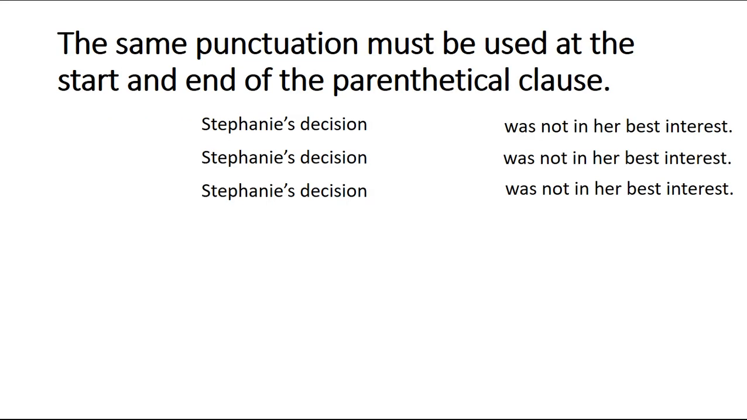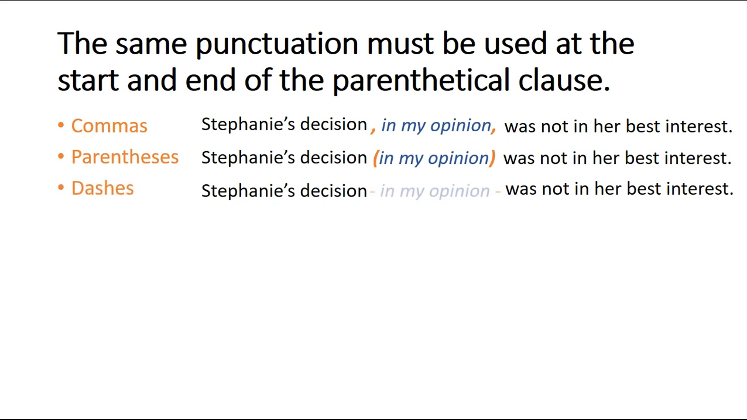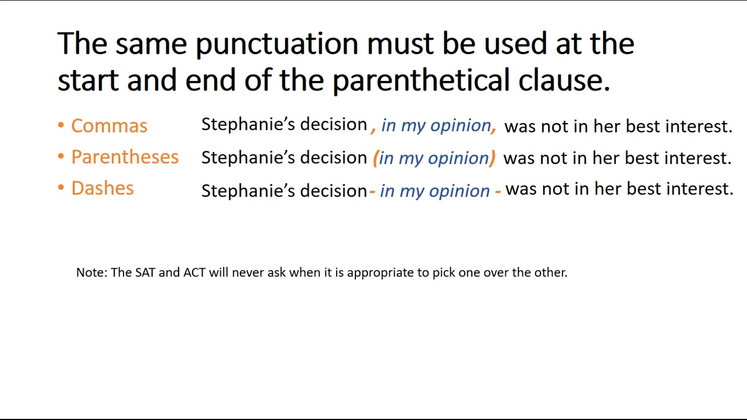So the same punctuation must be used at the start and at the end of the parenthetical clause. So in the first one, Stephanie's decision, we're going to use commas. And just like we had before, we had our two commas separating out our non-essential or parenthetical clause. But again, we can use parentheses if we want to, such as this, parentheses in my opinion, or we can use dashes. Now on the ACT and SAT, they all mean the same thing. You'll never have to distinguish between one or the other. So let's go into an example.